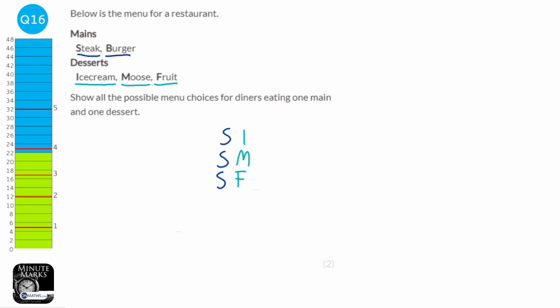And so we're going to look at burger next. And we're going to pair it with the first ice cream. Then burger, and we're going to pair it with the mousse. And then finally the burger we're going to pair with the fruit. As long as we do things methodically, we don't ever miss any.